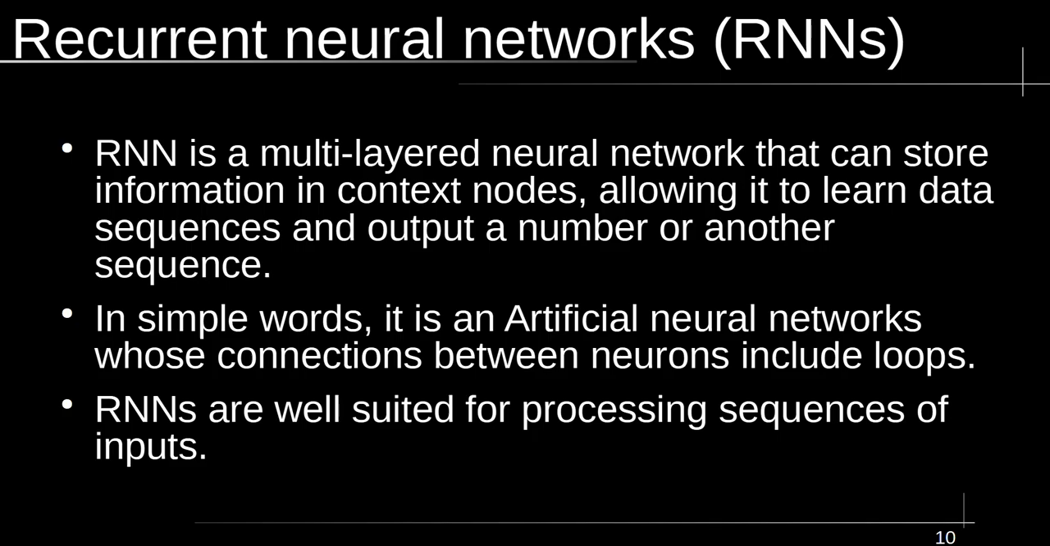So RNN is a multi-layer neural network that can store information in the context node, allowing it to learn data sequences and output a number or another sequence. In simple words, we can say it is a neural network whose connections include a loop. Loop means it is giving output to itself, to make corrections or to optimize the output. So RNN is very useful in terms of image processing.